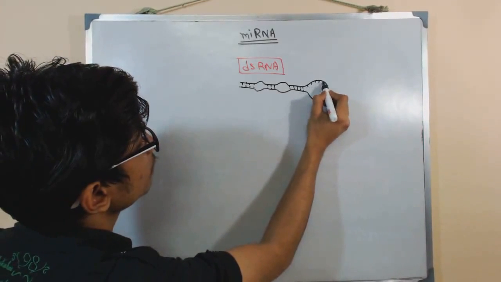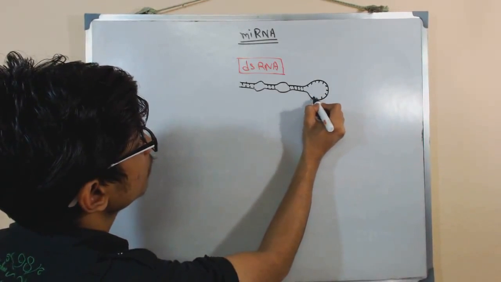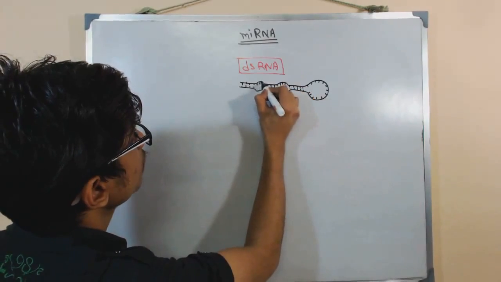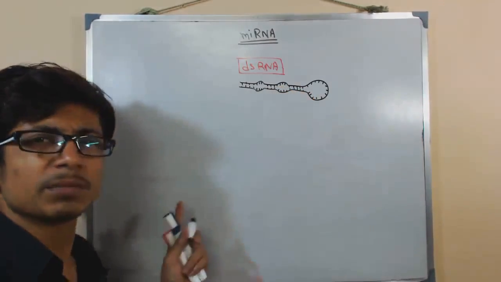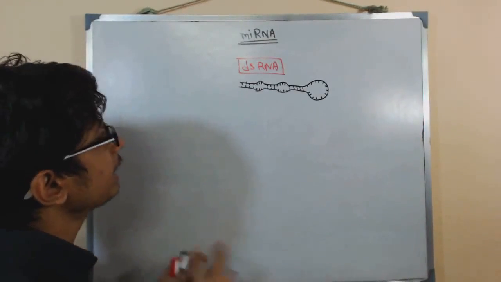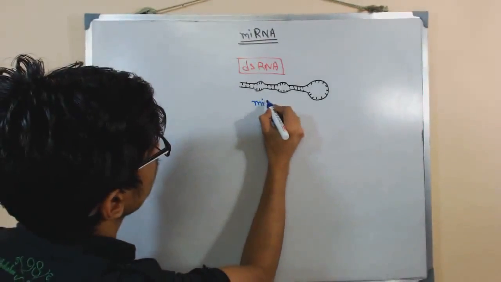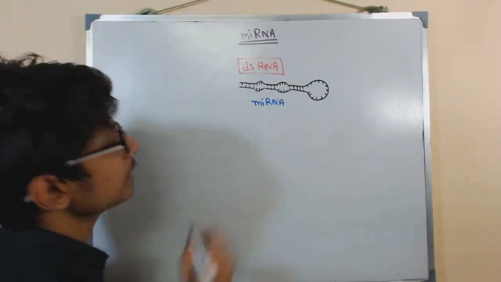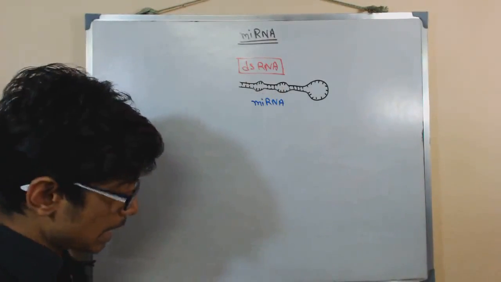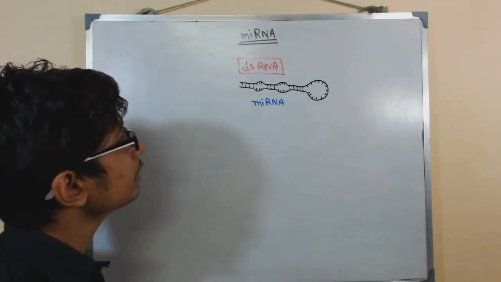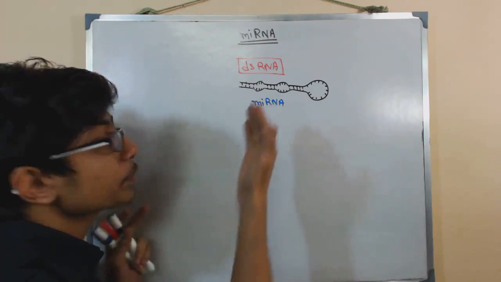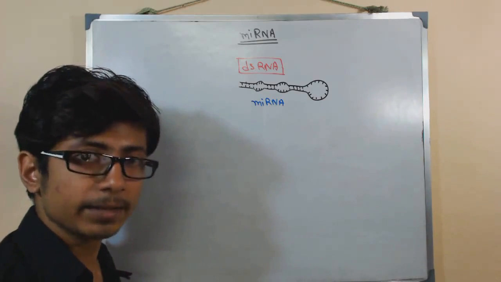So let's say this is the stem loop structure. It looks something like this. This is how miRNA looks. This is the miRNA. It is a double-stranded RNA, of course. Now if you see this, you can have a fair idea that this is produced from a single-stranded RNA.